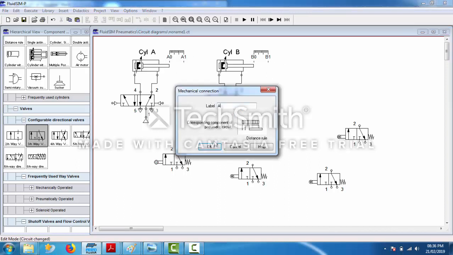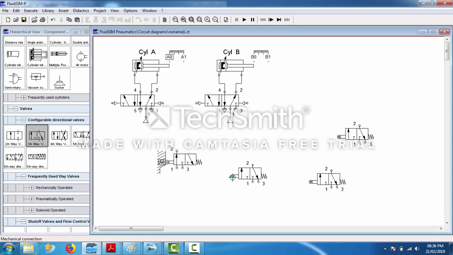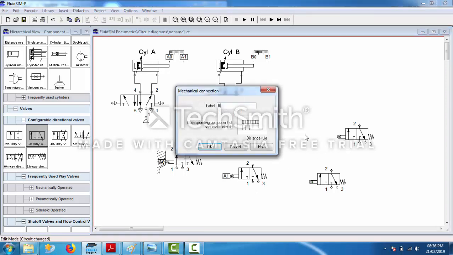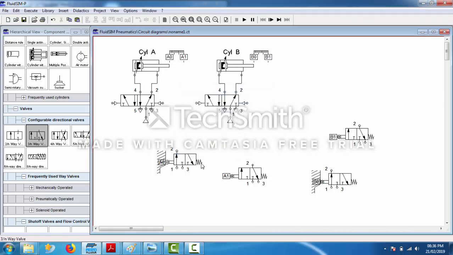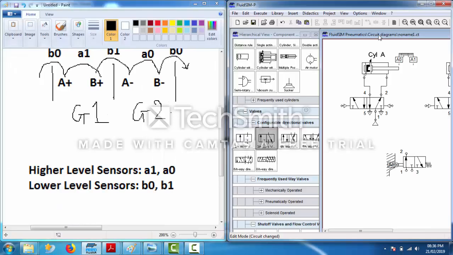So we'll name them A0, A1, B0, B1. You can see A0 and B0 are already active because the piston is at A0 position and the piston is at B0 position. Hence, these two are already active and these two are not active because the piston is not in this position. Okay. So, what do we have to do next?